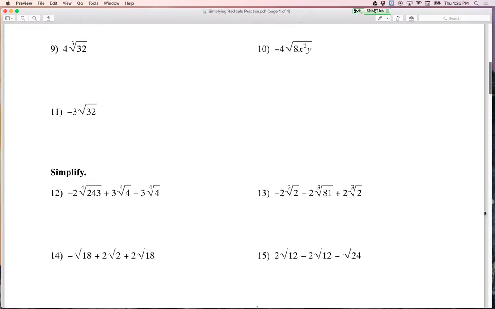All right, number 9. This one right here would be, let's see, it'd be 8 times 4, 8 cube root of 4. Next one would be negative 8x, absolute value of x, square root of 2y. Okay? Next one would be negative 12 root 2.